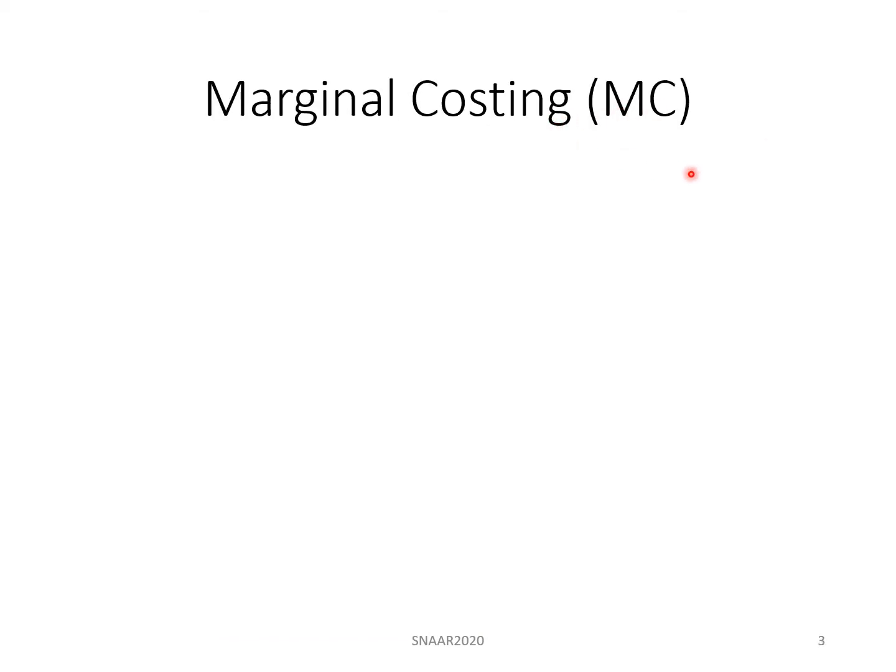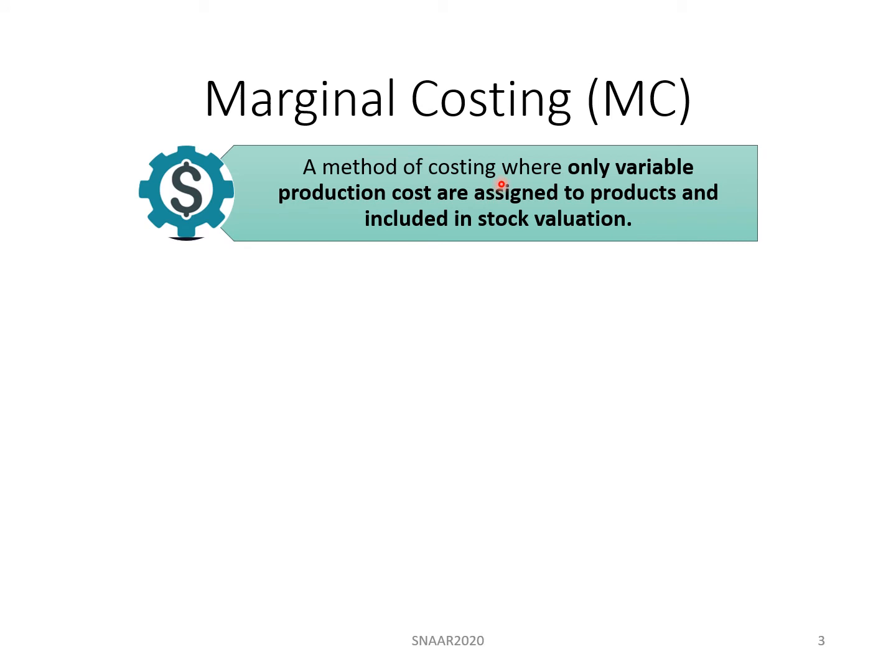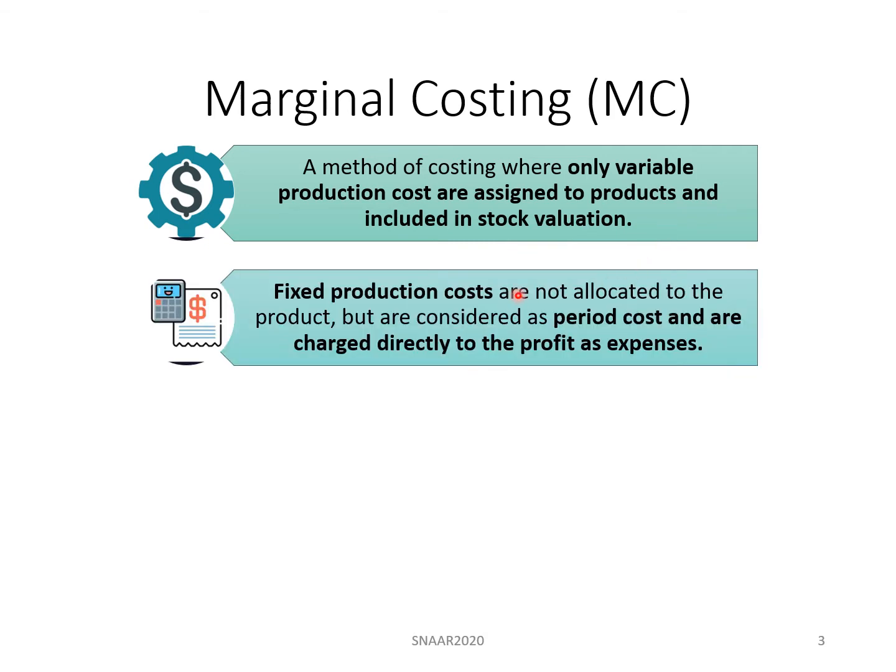First one adalah we are going to learn about marginal costing. What is it? It is a method of costing where kita hanya akan assign only variable cost kepada produk. Dan this variable cost will be included as part of the stock valuation. The fixed production cost, kita tak akan allocate kepada produk tetapi kita akan consider dia sebagai period cost dan kita akan charge dia sebagai expenses. Okay, when we're talking about marginal, kita akan ambil variable cost sahaja untuk kira product costing. Fixed cost dia kita akan expensekan.